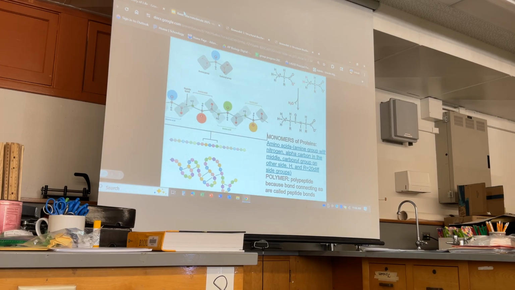Okay, I need you guys to also know the name of this bond. When monomers connect together in proteins, they're known as peptide bonds. So know that this type of strong bond is a peptide bond.